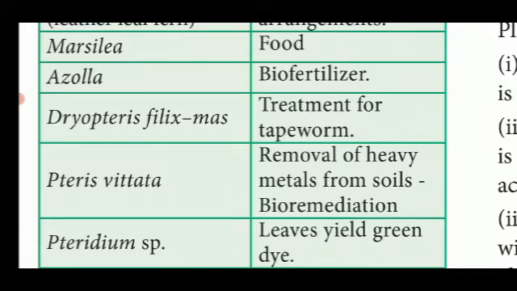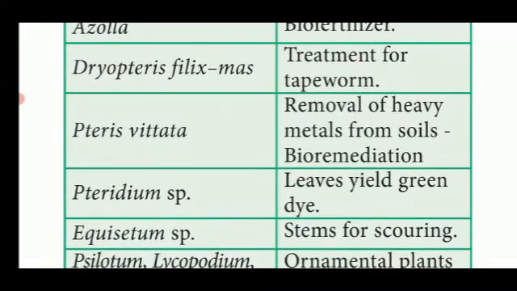Dryopteris filix-mas is used in the treatment of tapeworm. It is used to kill the worms present in our stomach. Pteris vittata is used for removal of heavy metals from the soil. It is used for bioremediation. The cleaning up of the environment by means of plants and microorganisms is called bioremediation. That is, Pteris vittata is used as a bioremediation plant.